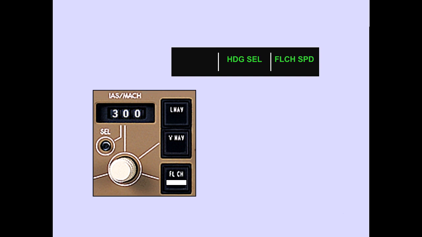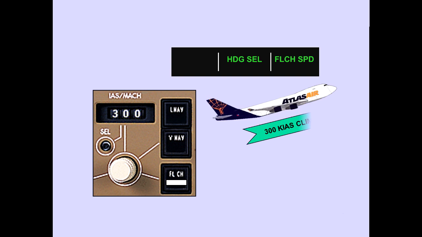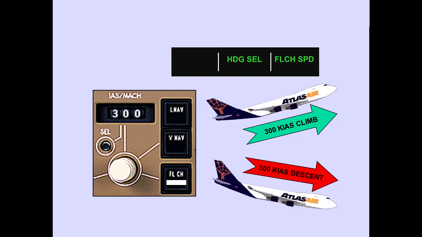While in the flight level change mode, the autopilot uses the elevator to maintain the speed displayed in the IAS Mach window. The SPD in the pitch mode display indicates that the elevator is controlling speed. Adding thrust will allow the airplane to climb. Reducing thrust will allow the airplane to descend. Thrust management will be discussed in the auto throttle module.